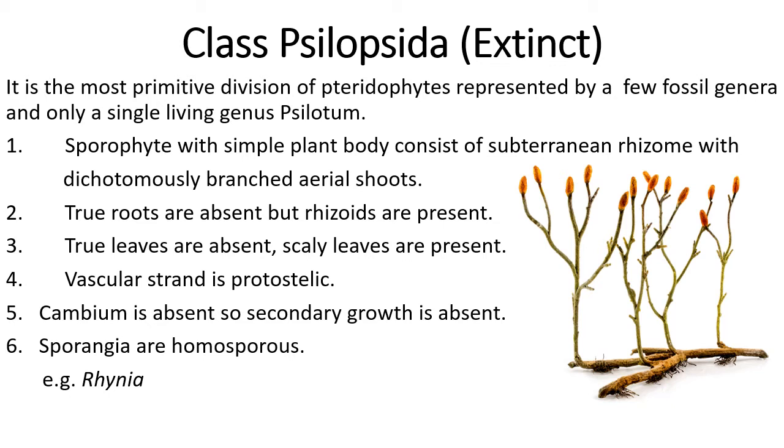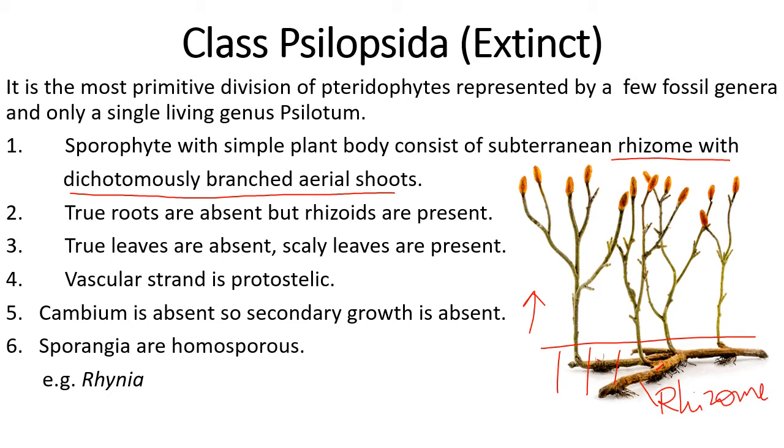So let us start with the first characteristic. The sporophyte is a simple plant body, consisting of a subterranean rhizome with dichotomously branched aerial shoot. So actually this is the underground part and this is the above ground part. This is the subterranean rhizome you can see, and above you can see dichotomously developed branches. True roots are absent but rhizoids are present. Here small rhizoids attached to the rhizome can be seen.